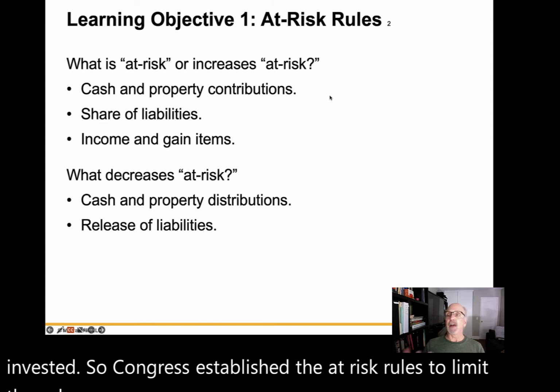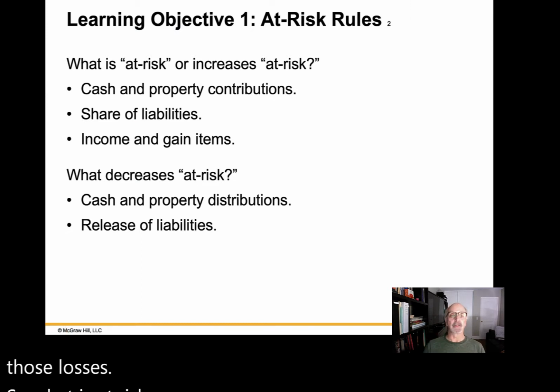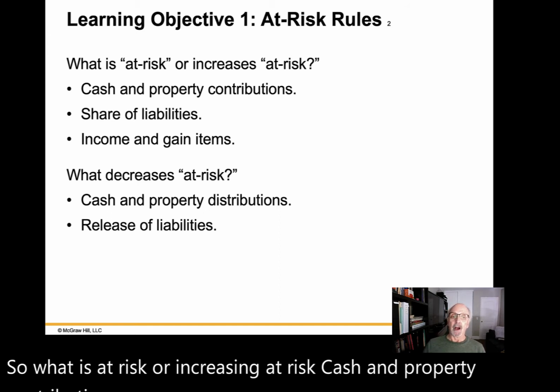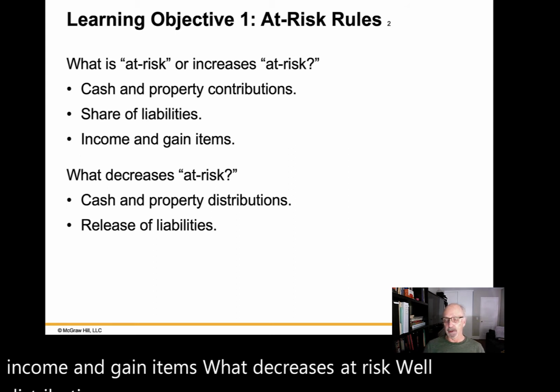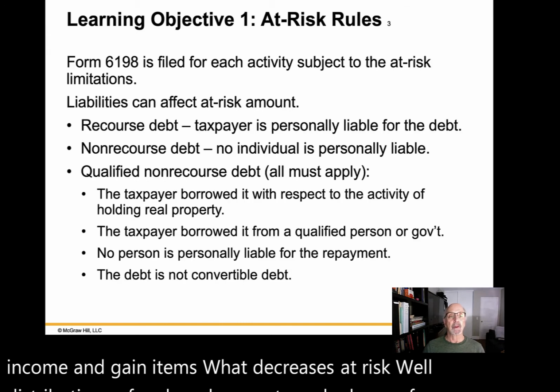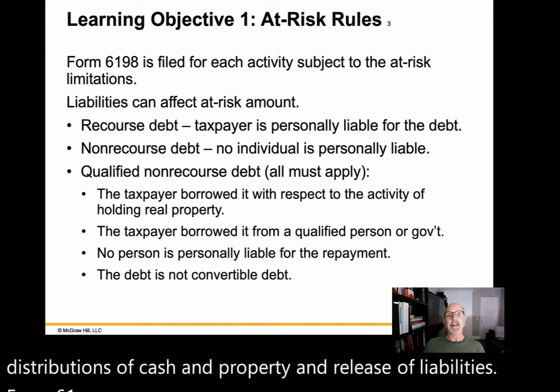So what is at risk or increasing at risk? Cash and property contributions are at risk. A share of the liabilities is at risk, and income and gain items. What decreases at risk? Well, distributions of cash and property and release of liabilities. Form 6198 is filed for each activity subject to the at-risk limitations.